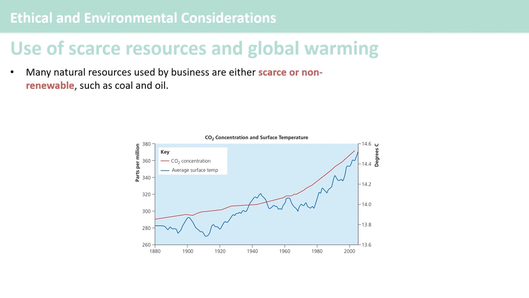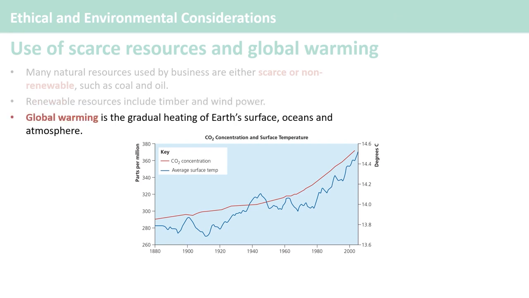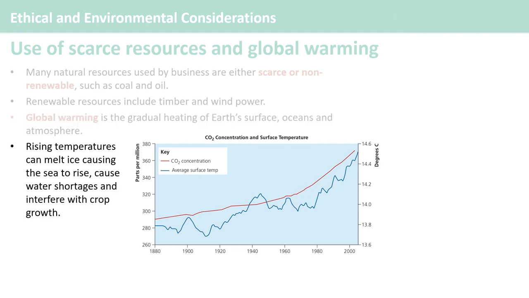Many natural resources used by businesses are either scarce or non-renewable, such as coal and oil. Renewable resources include timber and wind power. Global warming is the gradual heating of Earth's surface, oceans, and atmosphere. Rising temperatures can melt ice, causing the sea to rise, cause water shortages, and interfere with crop growth.